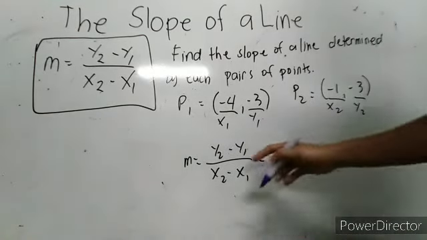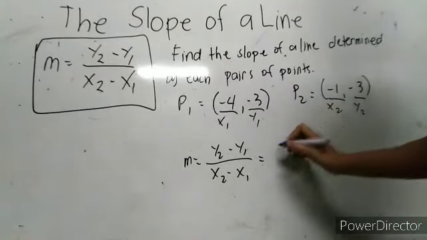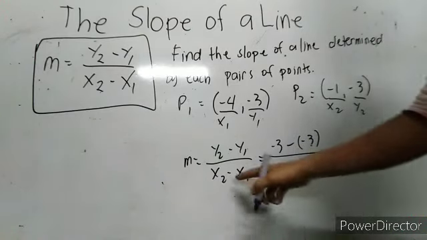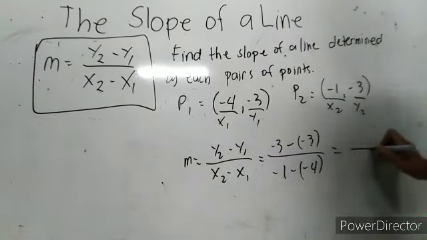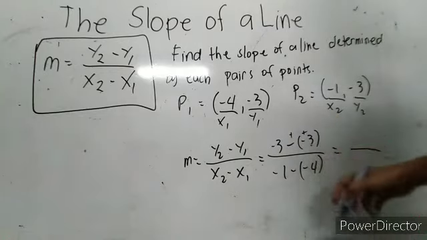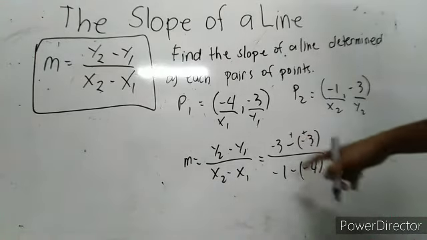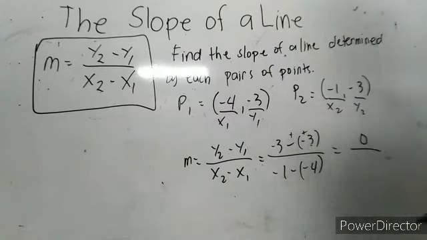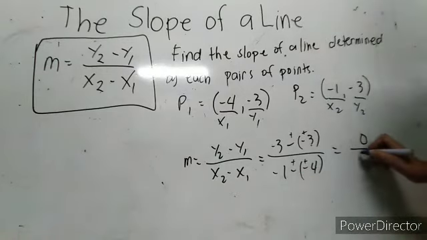Equals, substitute na to. Y sub 2, what is y sub 2? Si negative 3 minus y sub 1, which is negative 3, over x sub 2 is negative 1 minus x sub 1 is negative 4. Okay. Simplify na nato. This is subtraction, no? So mag-change ang sign. So negative 3 minus negative 3. Then I change the sign of the subtrahend proceed to addition man. Negative 3 plus positive 3. That is 0. Diba? Then negative 1 minus negative 4 ma-change. Negative 1 plus positive 4. That is positive 3. Diba?